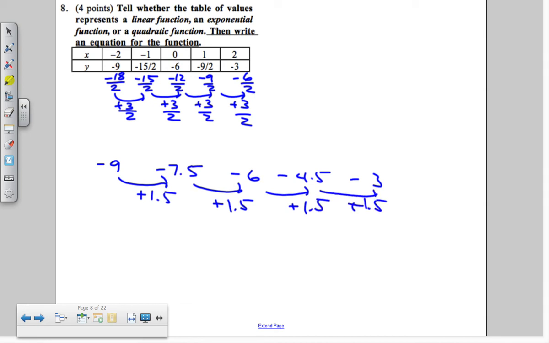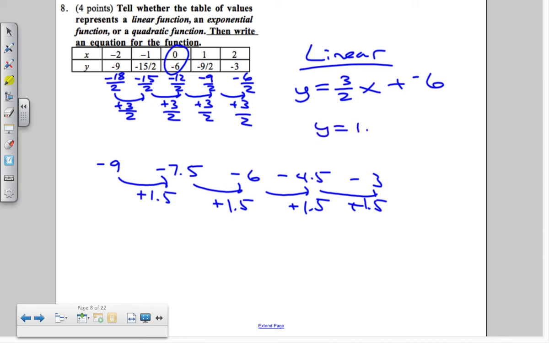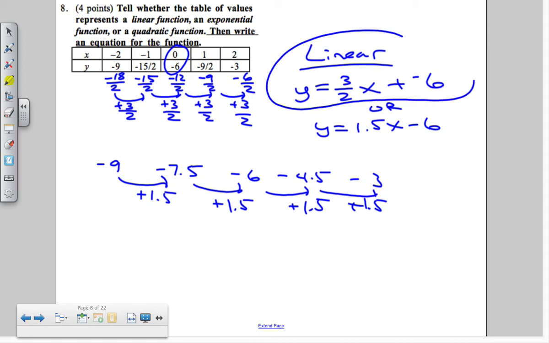So I see a constant change, so I know it's linear. That rate of change that's constant is my slope, and then I can see my y-intercept is negative 6. I would also accept the decimal answer here as well. All right? The next group are just a matter of identifying which one matches the correct equation.